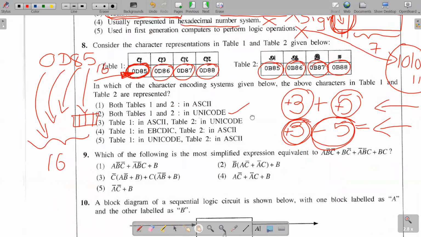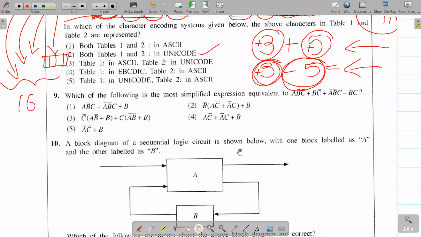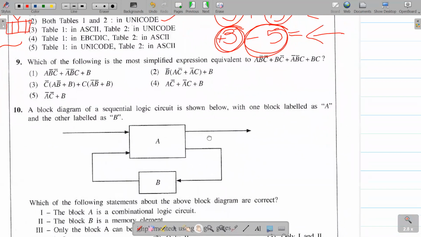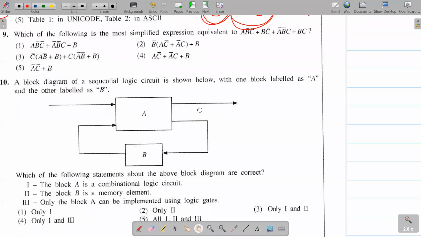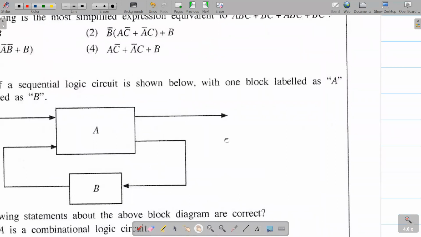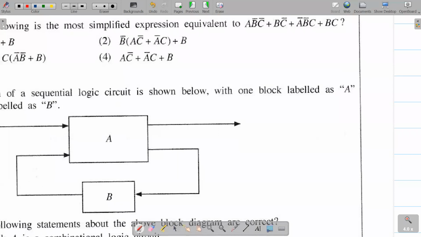Okay, what's happened with 9th? Which of the following is the most simplified expression equivalent to this? Okay, so let's try this out. So the expression that they are saying is what? This. A B bar C bar plus B C bar plus A bar B bar C plus B C.